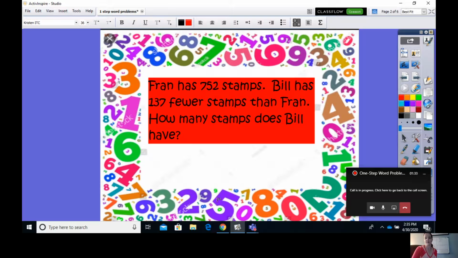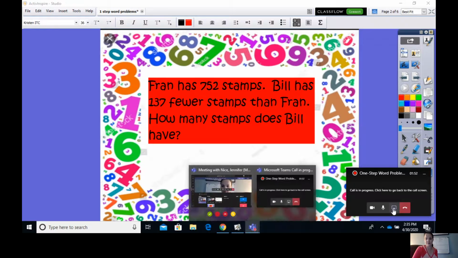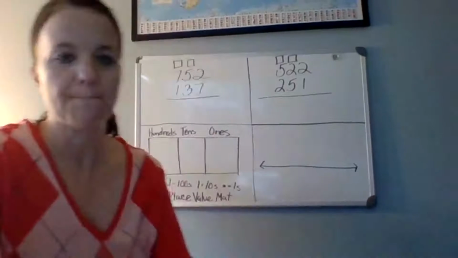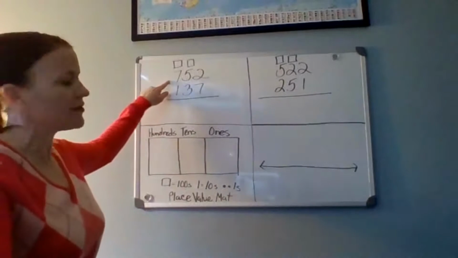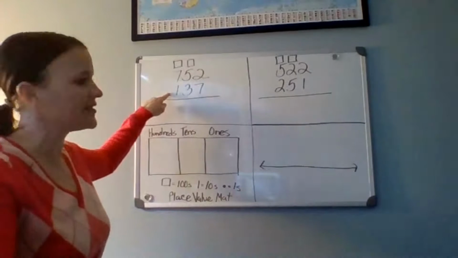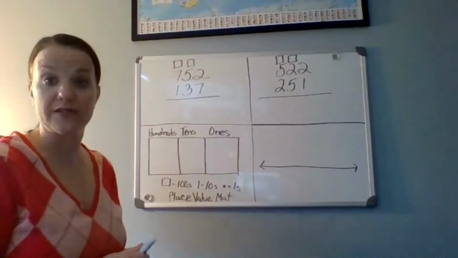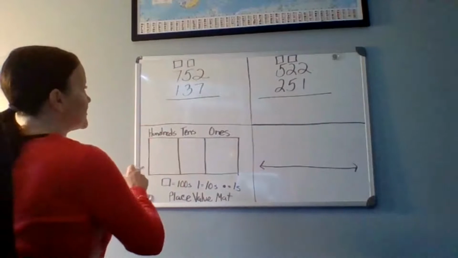Okay, so let's look at what we know. We know that Fran has 752 stamps, but Bill has 137 fewer stamps. That word fewer helps me understand that I need to subtract. So let's subtract these numbers on my board here. Okay, so I have 752 and 137, and we said that we need to subtract. So I'm going to put my subtraction sign in here.